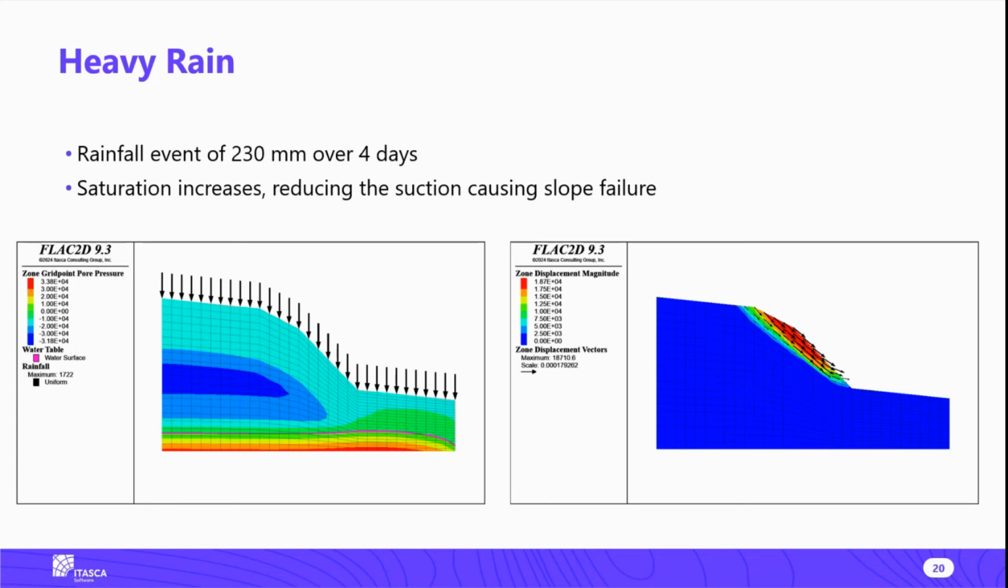But what happens is, because the pore pressure increases and the saturation increases, this is the important part, there's an increase in the saturation, which causes less suction, okay? And remember, it's the suction that is holding the slope together. If we reduce the suction, then the whole thing becomes unstable, and you see this sort of slope failure caused by the reduction in the suction. And so this heavy rain event essentially causes the slope to fail.